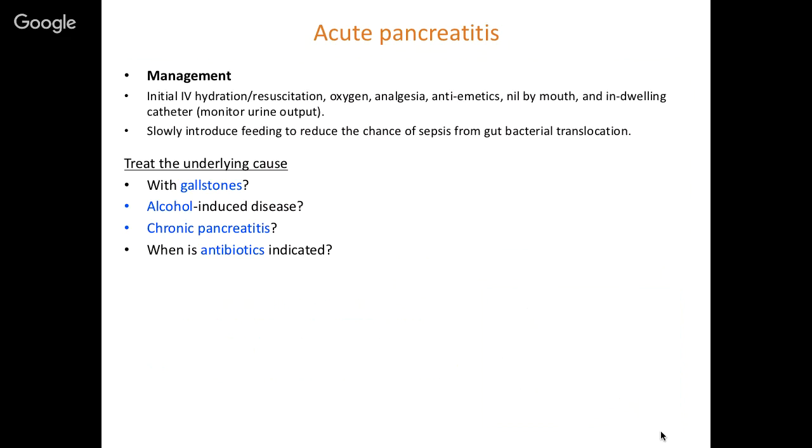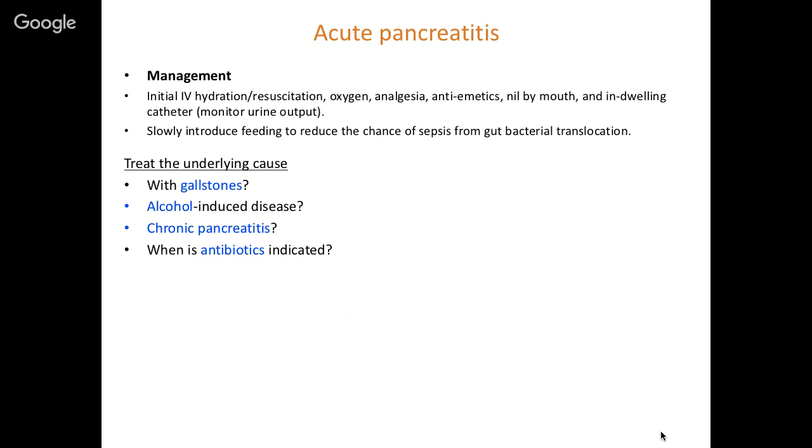If someone has alcohol-induced disease, anyone know what we might give them? Benzos, okay, so benzodiazepines generally. You might also have to look at vitamin and mineral replacement, thiamine in particular, as we talked about last week. With chronic pancreatitis, you might have to give them pancreatic enzyme supplements, possibly insulin as well, depending on how bad it is.